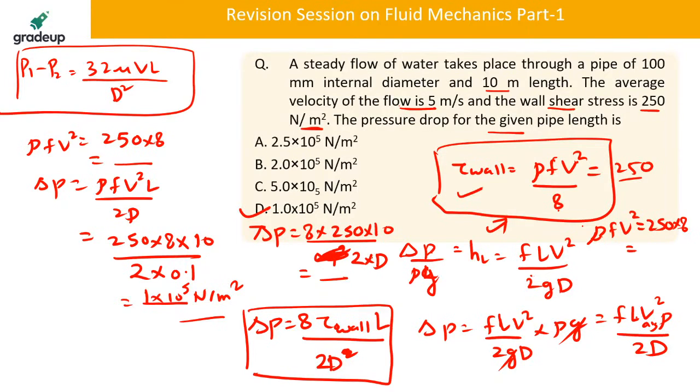2 into D, 2 into 0.1. So you'll be getting the answer as 10 power 5 Newton per meter square. So this is a direct formula. You can remember the pressure drop.